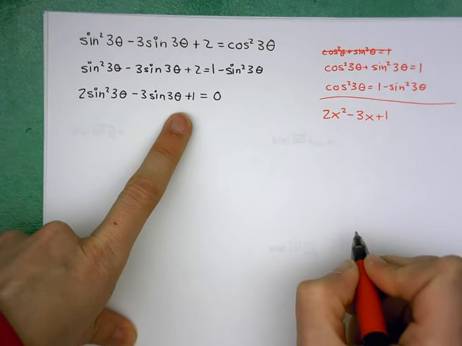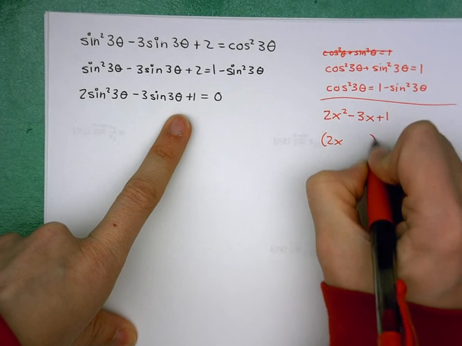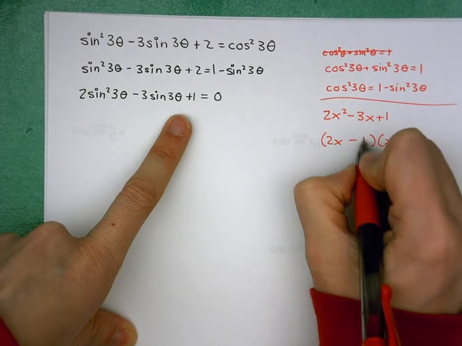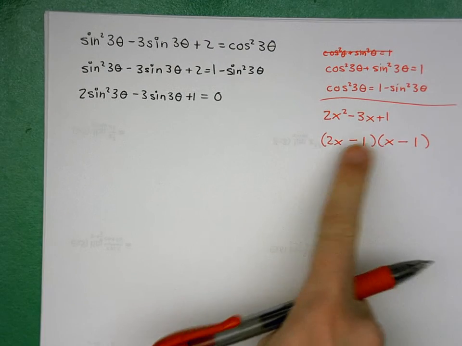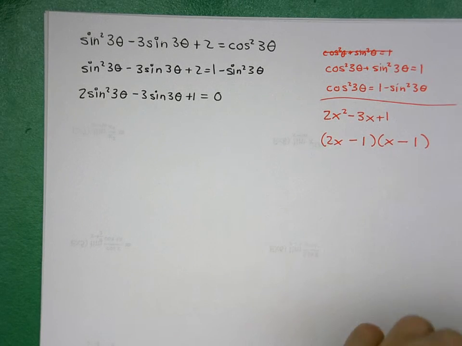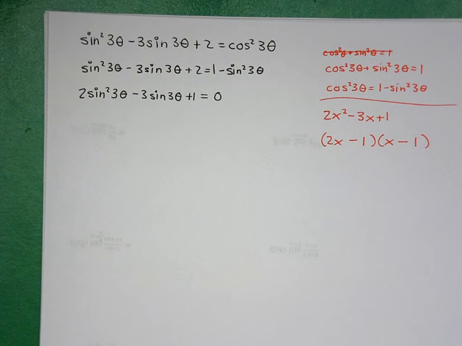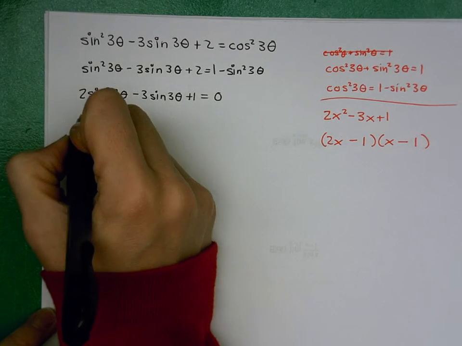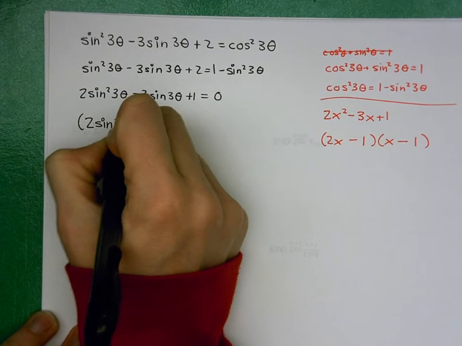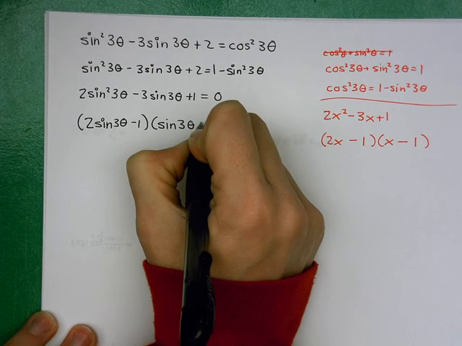Okay, so we're looking for two things that multiply to 2 and add to negative 3. And so that would end up being negative 2 and negative 1. And so again, double check, 2x times x is 2x squared. 2x times negative 1 is negative 2x. Negative 1 times x is negative 1x for a total of negative 3x's. And negative 1 times negative 1 is positive 1. And so then we can copy that factor over here. Instead of x, we'll use sine 3 theta. And we're good to solve.